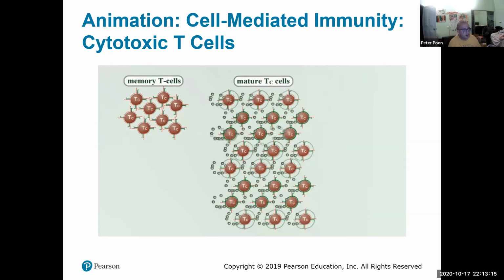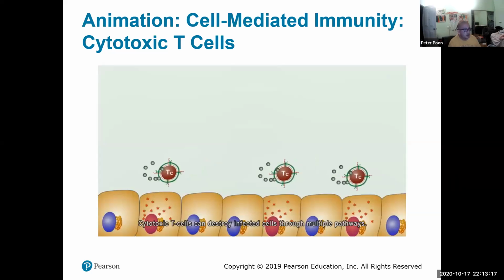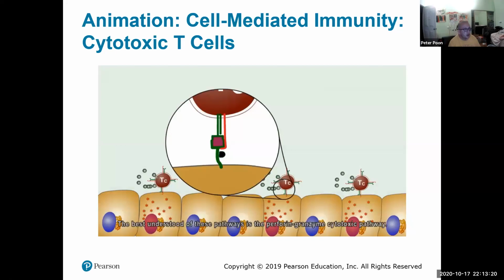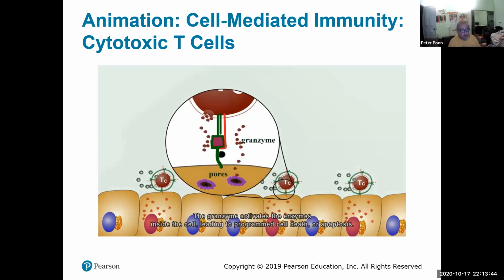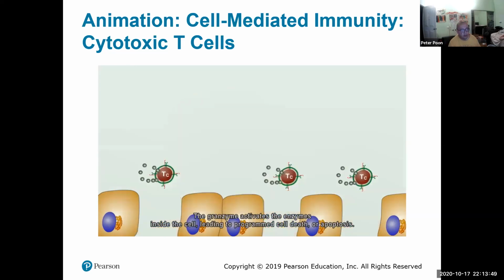Cytotoxic T cells can destroy infected cells through multiple pathways. The best understood of these pathways is the Perforin Granzyme cytotoxic pathway. When the cytotoxic T cell encounters an infected cell with the target antigen bound in an MHC molecule, the T cell secretes two types of protein molecules, perforin and granzyme. The perforin forms a pore in the membrane of the target cell, allowing granzyme to enter the cell. The granzyme activates the enzymes inside the cell, leading to programmed cell death or apoptosis.